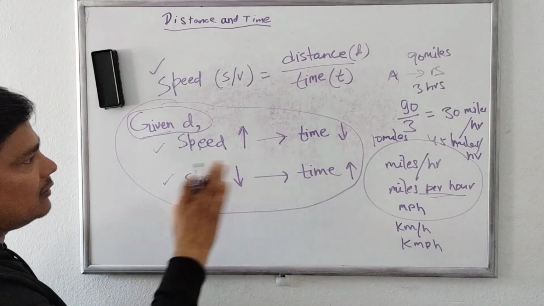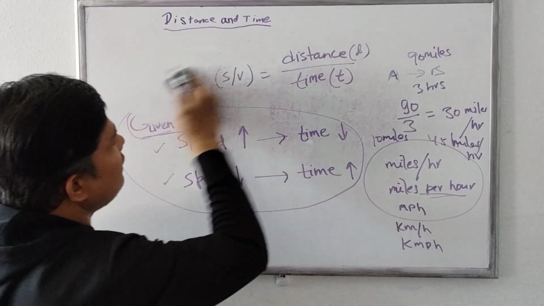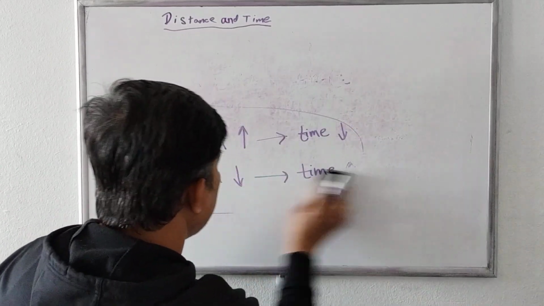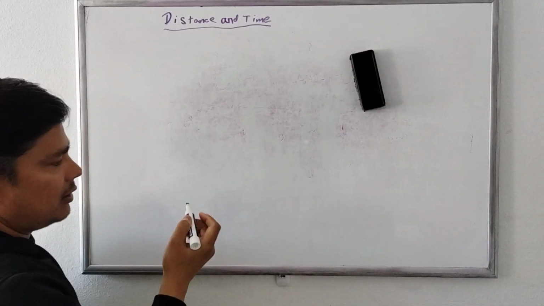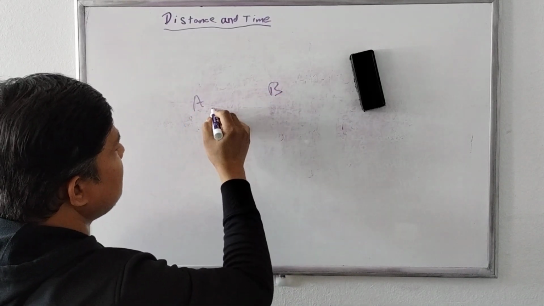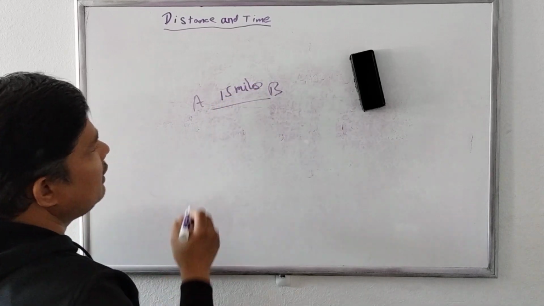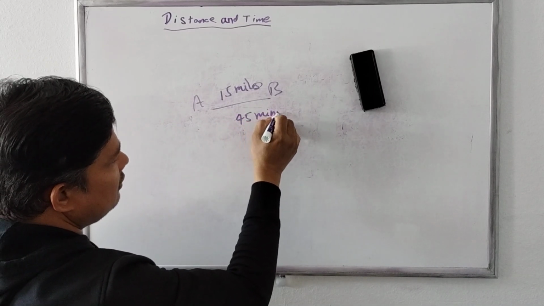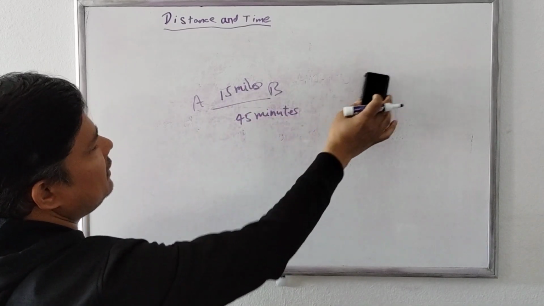We are recapping what we learned, and let's go through one example, then we'll move to the two objects. Okay, take an example. From place A to place B, the distance is let's say 15 miles, and let's say you took 45 minutes to reach.